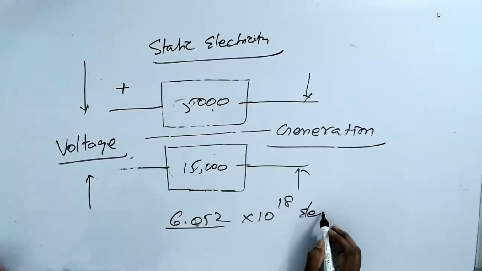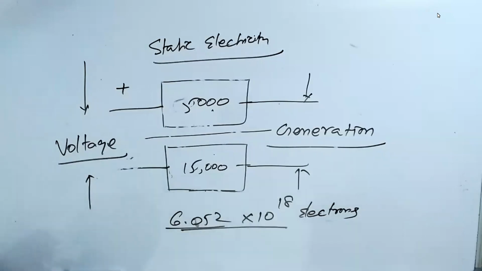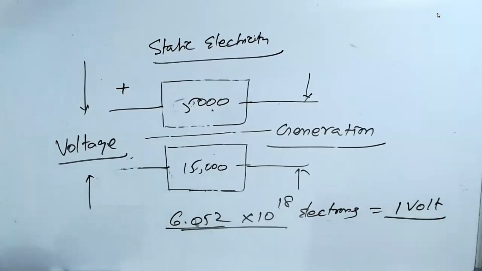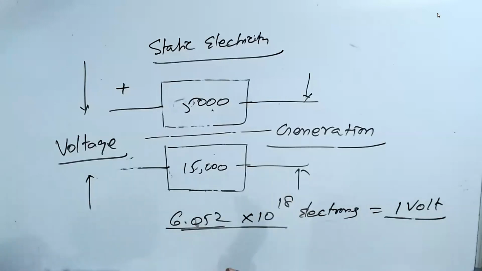See that? What's the count? 6.052 into 10 power 18 electrons equal to 1 volt. Like you have 1 rupee, we have 1 volt. 1 volt equals how many electrons? This much. Why did they come out with this number? This number was arrived at earlier by Coulomb. So they wanted to have the same number, so they took it out. These are all arrived at by scientists.